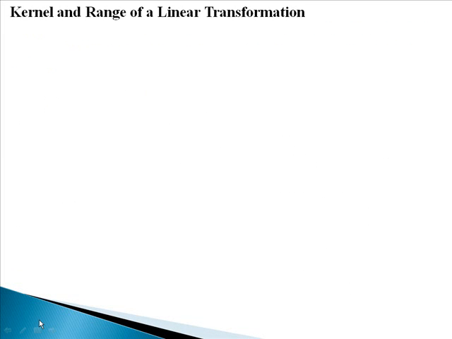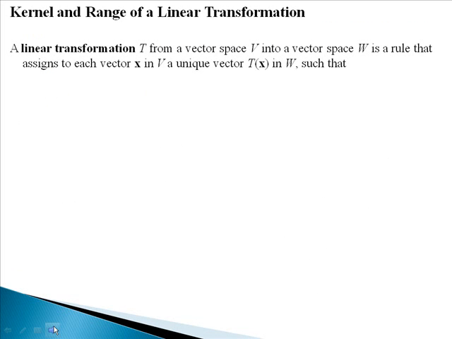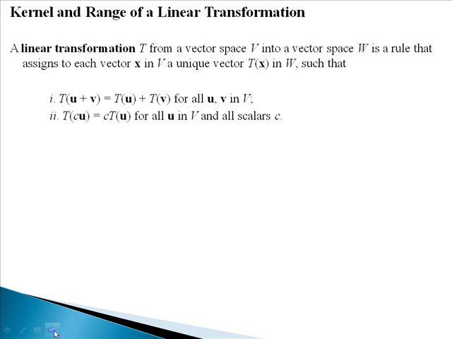The last thing we want to look at is the kernel and the range of a linear transformation. A linear transformation T from a vector space V into a vector space W is basically a rule that assigns to each vector x in V a unique vector T of x in W such that these two properties are satisfied. And this should look familiar from when we first looked at linear transformations back in chapter 1.